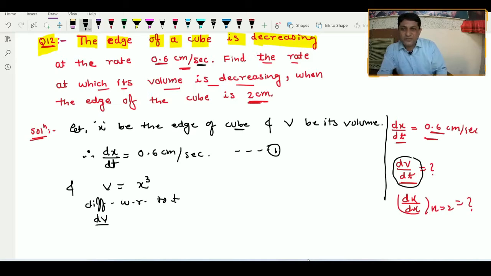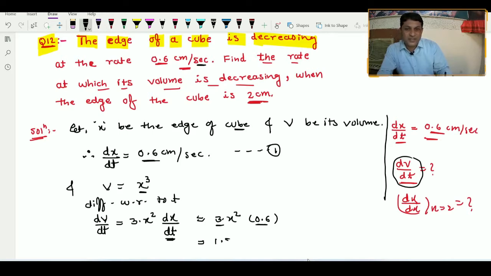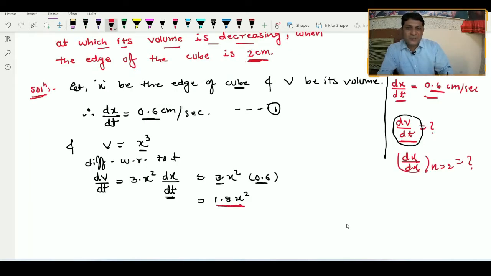On this side we will get dv by dt. Now observe the derivative of the right hand side. First take the power of x as a coefficient, decrease the power of x by 1, then the derivative of x with respect to t is dx by dt. So which is equal to 3 into x square, keep it as it is. From equation number first, dx upon dt is equal to 0.6. So replace it by 0.6. So here 3 into 0.6 will be 1.8 x square.